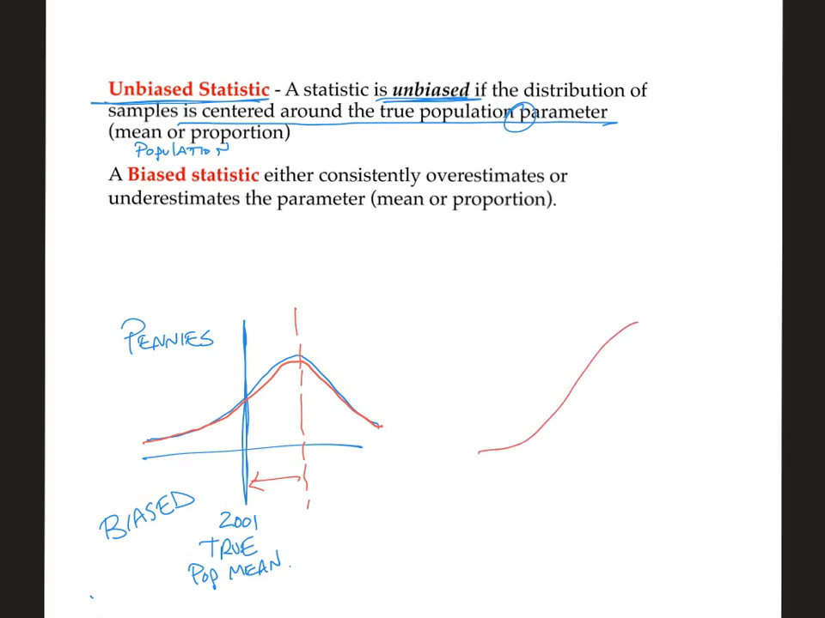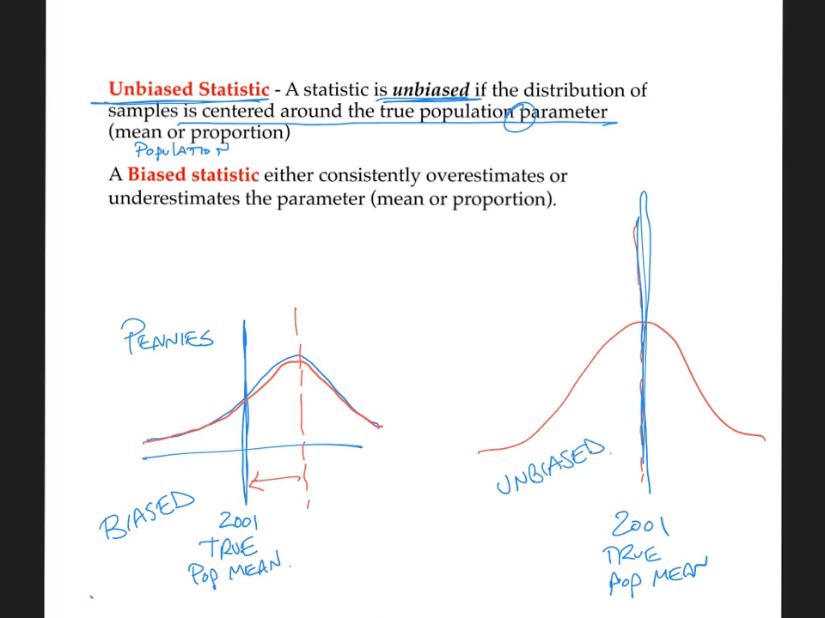Unbiased would mean, okay, here's your distribution of pennies, and this is the center, which just so happens to be pretty much right on target with the true population mean. So this would be unbiased. In other words, if it's biased, it's going to consistently overestimate or underestimate the parameter. Like in this case, this is overestimating, because this would be a year bigger than 2001, so we would be overestimating the true population mean. So basically, it's how on target are you?